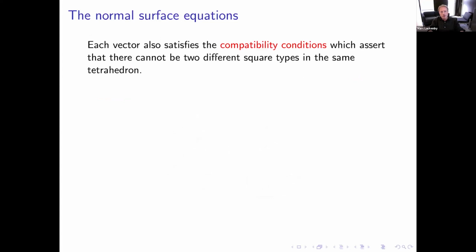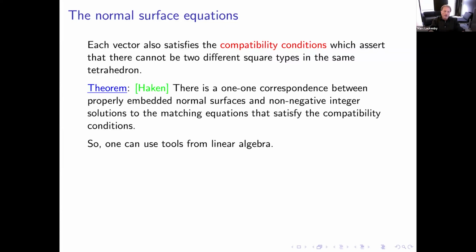There's another constraint called the compatibility conditions, which just asserts that you don't have two different square types in the same tetrahedron. Because it turns out that if you have two different square types, they necessarily have to intersect, and you don't get an embedded surface. And Haken realized that there's actually a one-to-one correspondence between properly embedded normal surfaces and non-negative integer solutions to the matching equations satisfying the compatibility conditions.